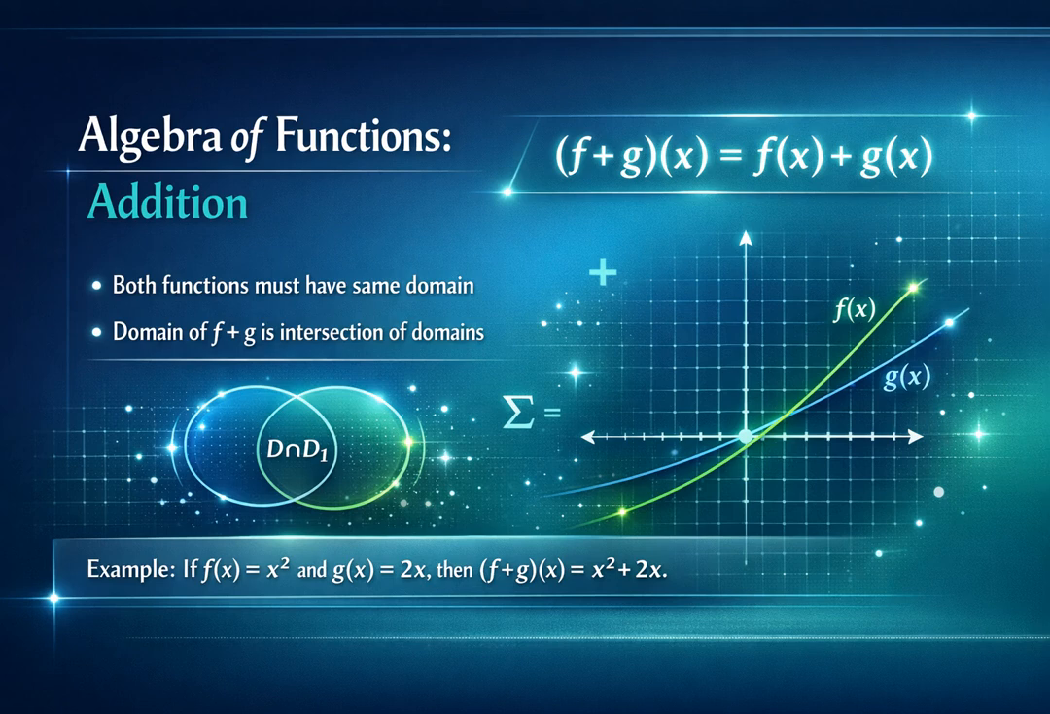Now let's learn about the algebra of functions. We can add two functions, f plus g of x equals f of x plus g of x. Both functions must have the same domain, or at least overlapping domains. The domain of the sum is the intersection of the individual domains. For example, if f of x equals x squared and g of x equals 2x, then f plus g of x equals x squared plus 2x.